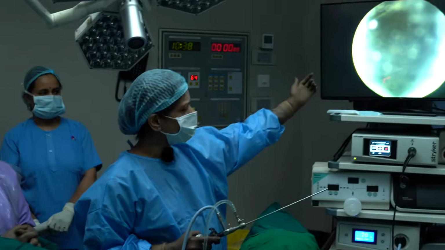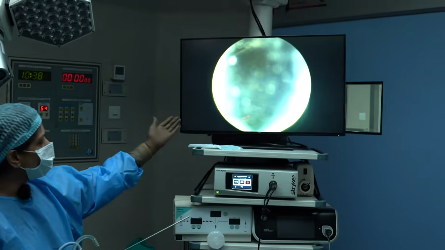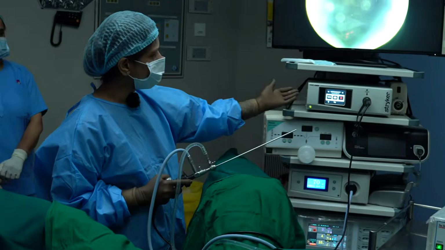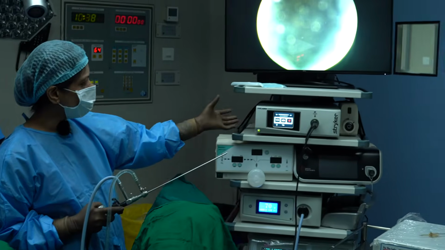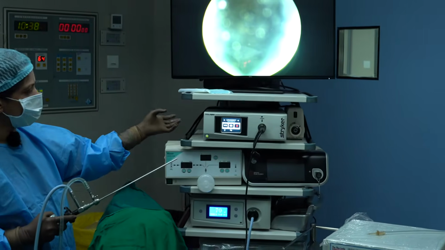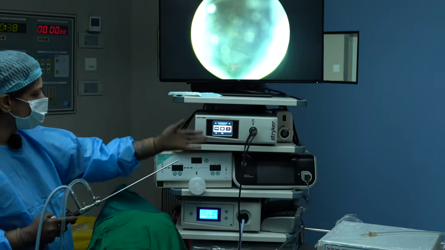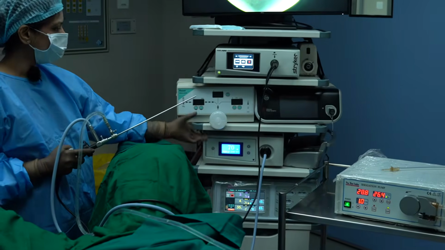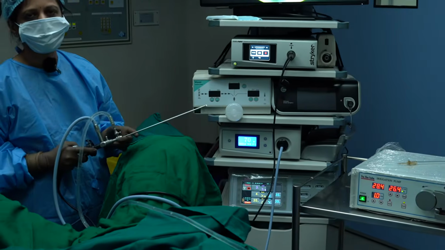So this is the monitor again. We have two monitors, one for the assistant to see and the other one for the surgeon to see. This is the camera unit, which helps us in providing the light and also where all the cables will be connected. This is the light source, where the adjustment of the brightness can be done.